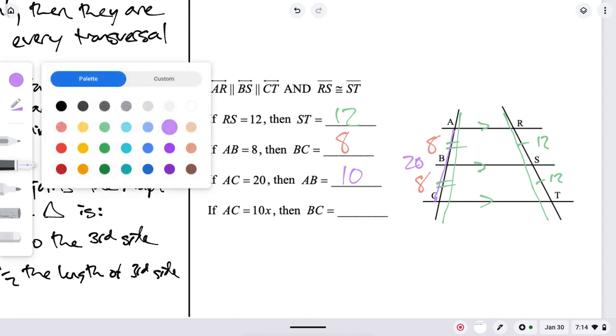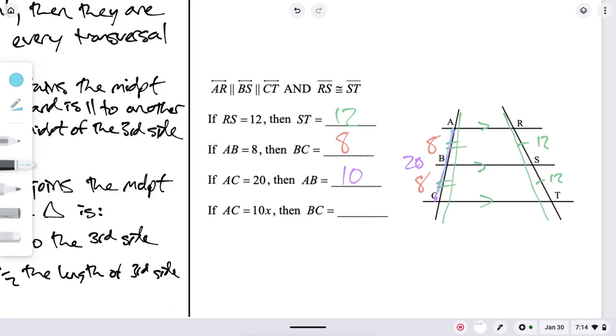And then AC equals 10x. Switch colors one more time. What have I not used? Maybe this color. So AC is 10x. BC would be half of that. BC right here. So then just cut that in half and it's 5x.